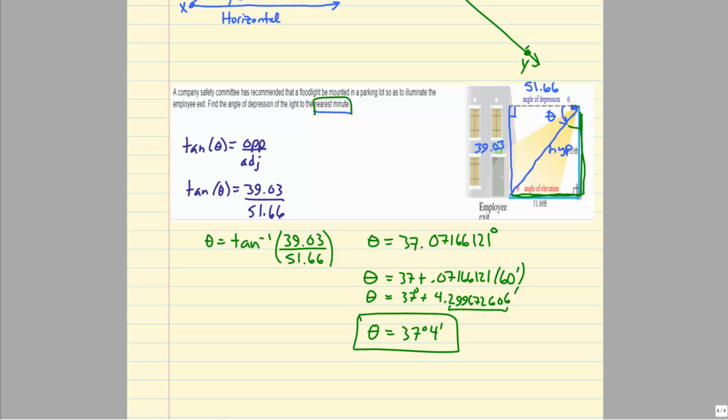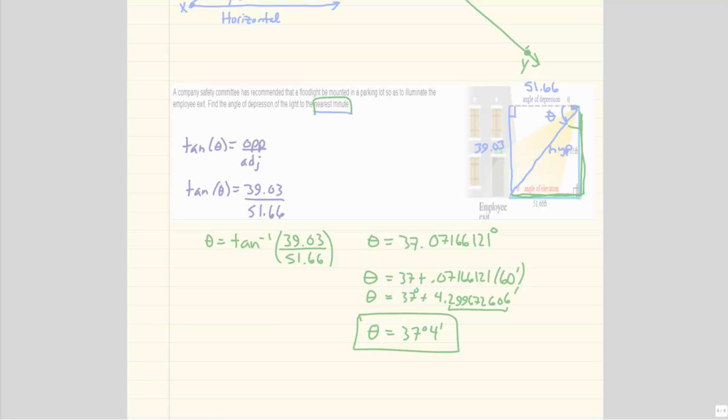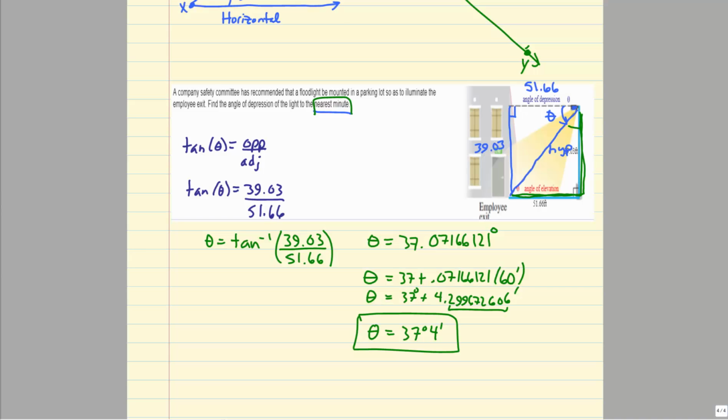Okay, let's go ahead and look at one more problem. See if we can find a good one. Okay, so this one is interesting. It has to do with that very first lecture that we had. It was talking about how we find elevations.